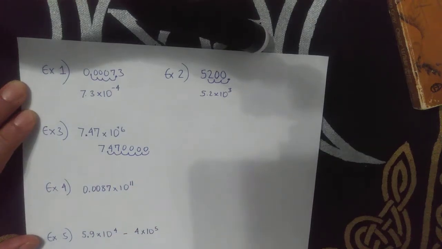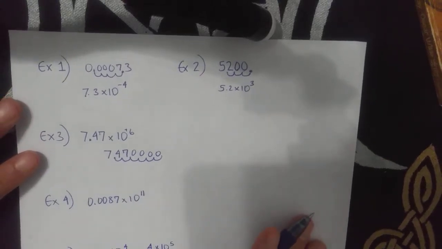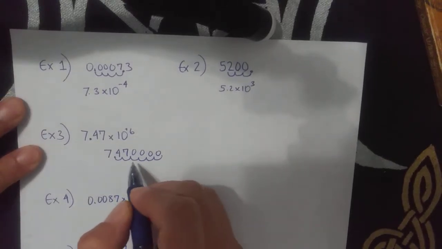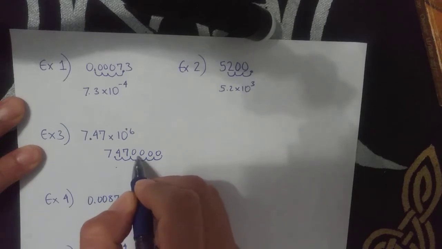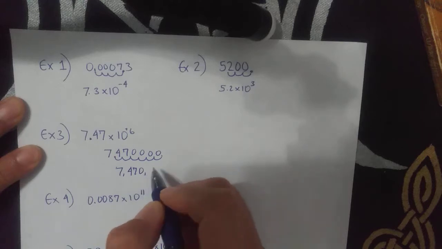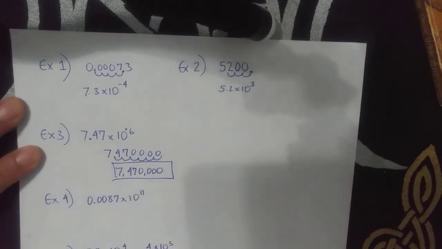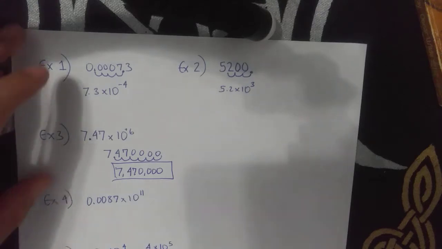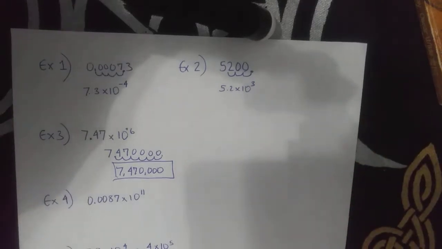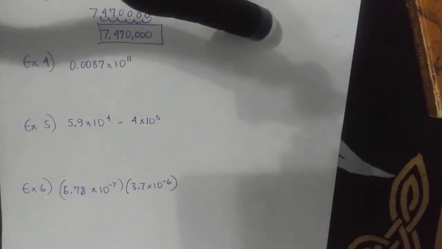and so what do we get? We got 7,470,000 whatever. So that's my answer. Alright, next, let's see. Next, example 4, what are we supposed to do?